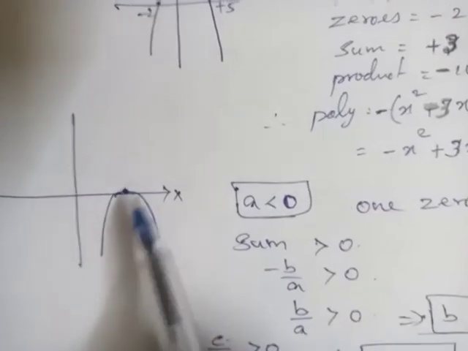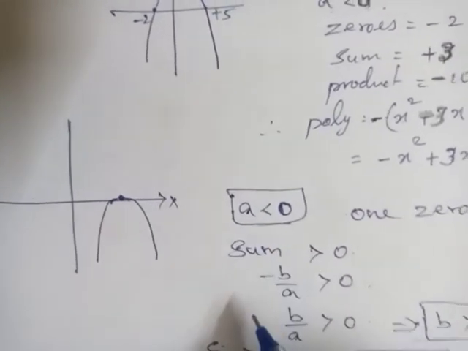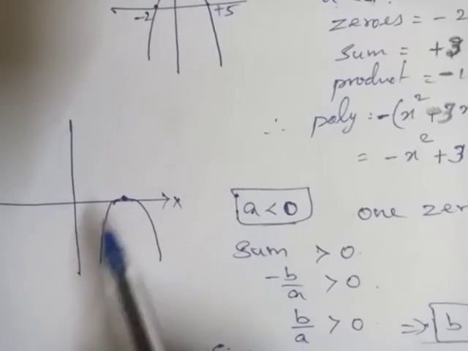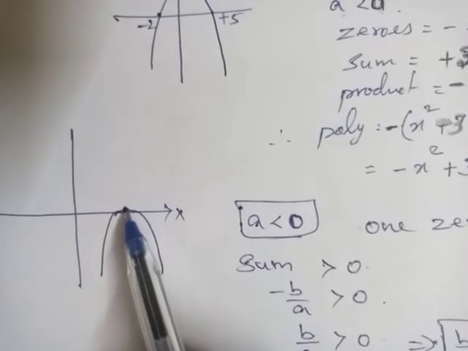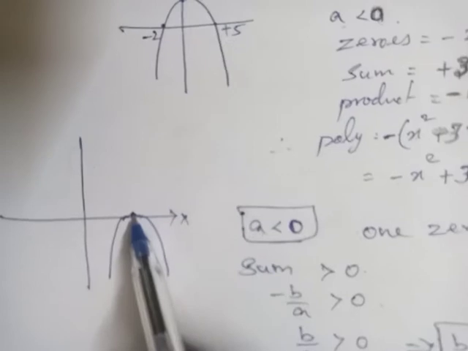Now see one more. Suppose the graph is like this, opening downwards, so a is less than 0, and how many zeros are there? It has only 1 zero, because it touches the x-axis at only one point.